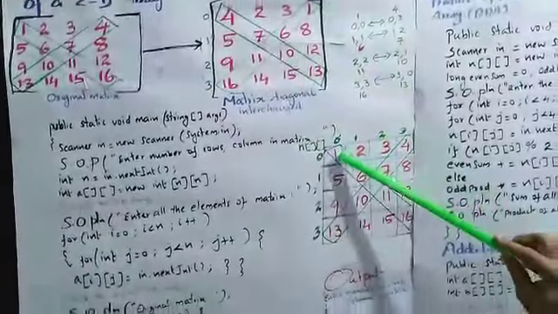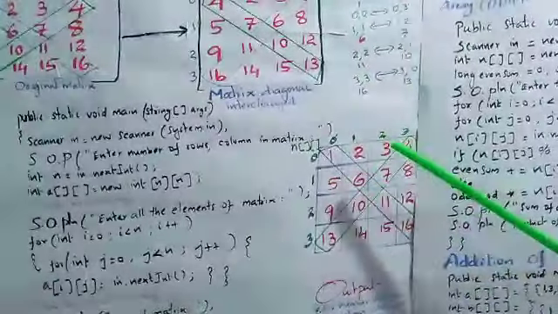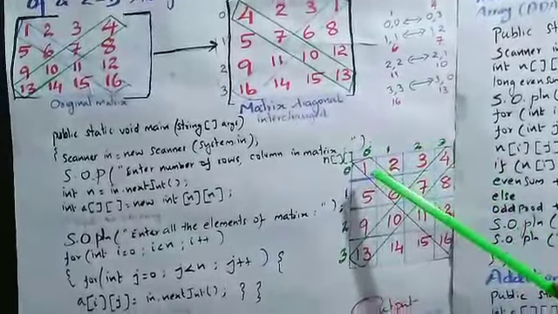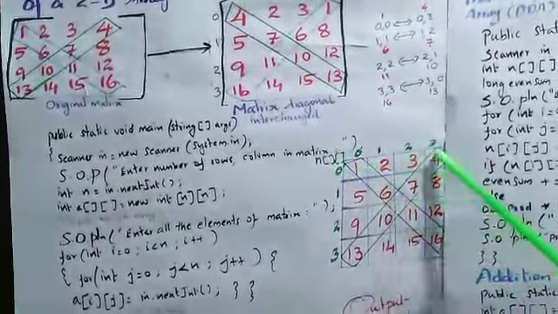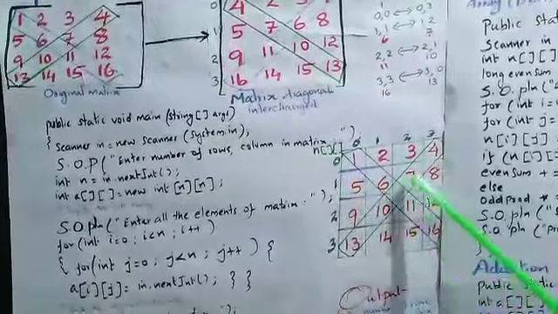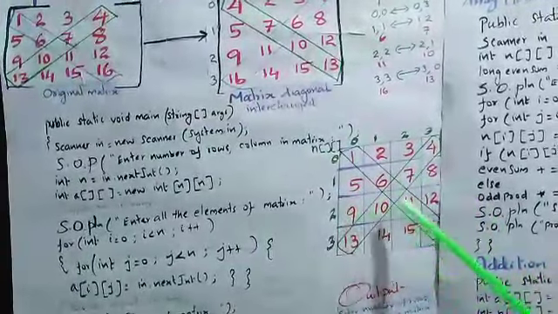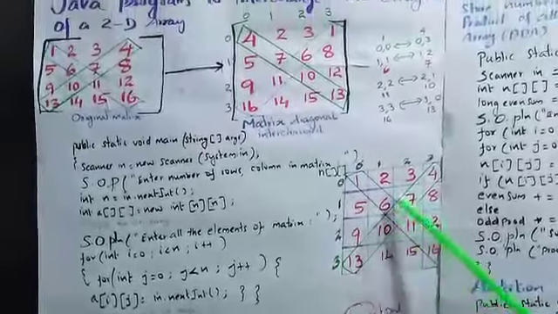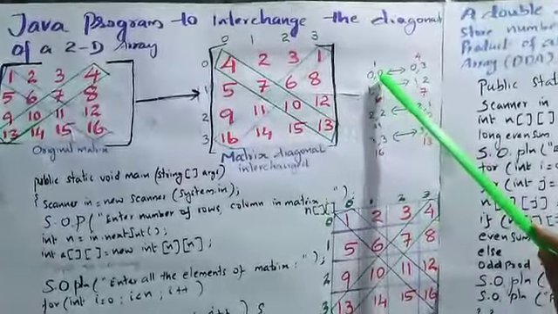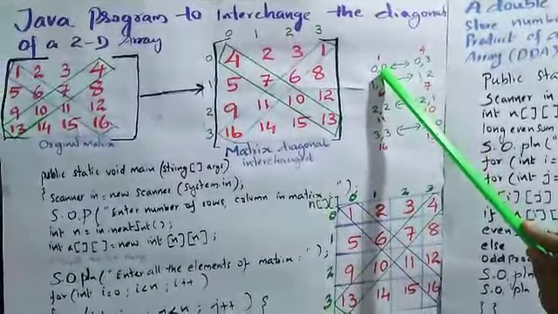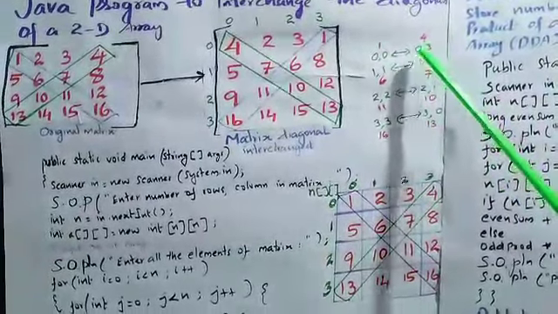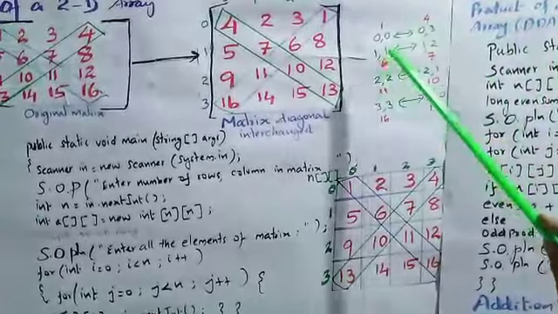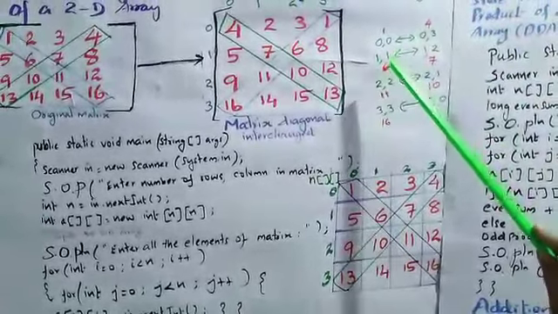See here we have made the elements this way: 0 1 2 3, 0 1 2 3. So in 0 column, 1 2 3 4 is there. First row 5 6 7 8, second row 9 10 11 12, and third row 13 14 15 16. Now we have to interchange. 0 row 0 column, what was that? 1. 0 row third column, what was that? 4. 1 row 1 column, which element was that?